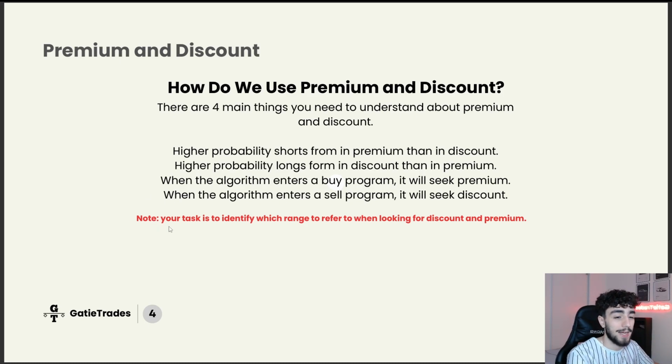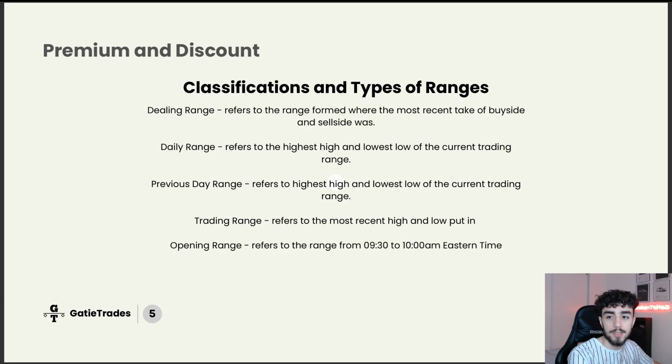Note, your task is to identify which range to refer to when looking for discount and premium, because there are multiple ranges and then there are ranges inside ranges throughout the trading day, and you need to figure out which discount and premium you are looking for. Okay, so let's talk about the classifications and types of ranges that we can look at.